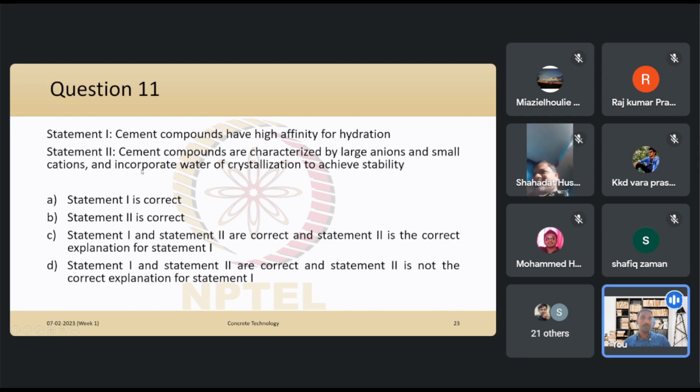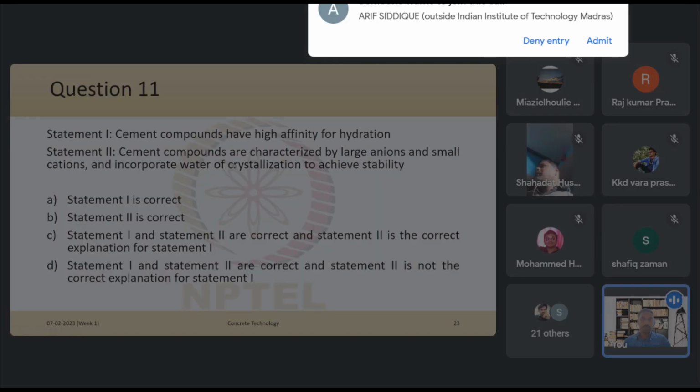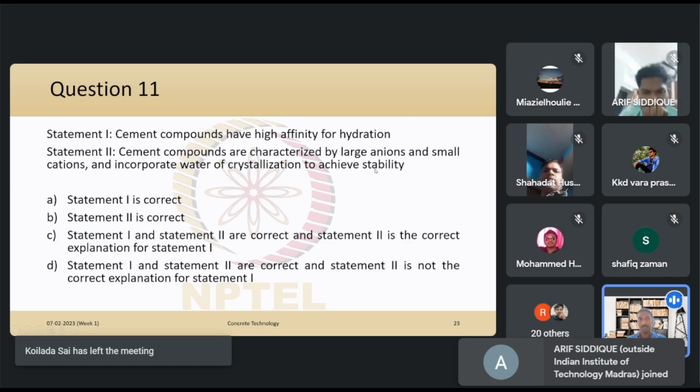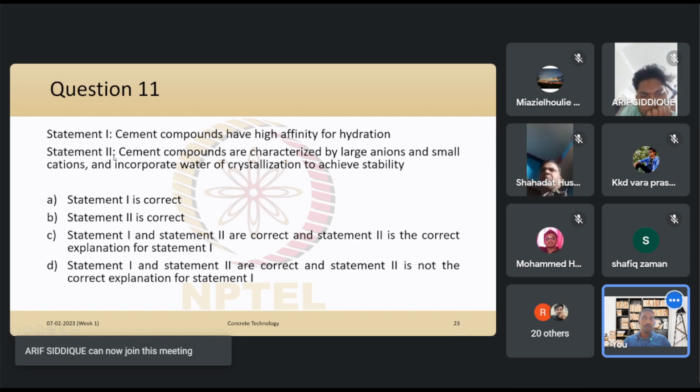Right? So we are artificially expanding the size of the cations by incorporating the water, and by doing so, the size difference is reduced, and therefore the required packing density is achieved, and therefore stability is also achieved, right? So statement two is correct, and there is also another part we need to know, whether statement 2 is explaining statement 1, right? And that is also true.